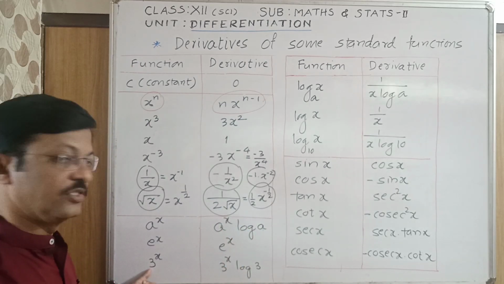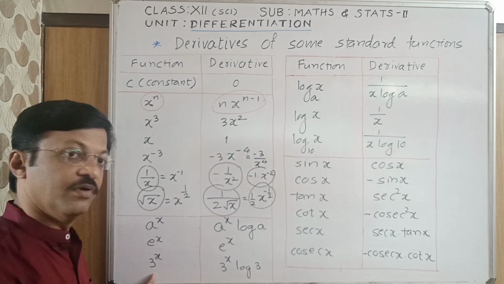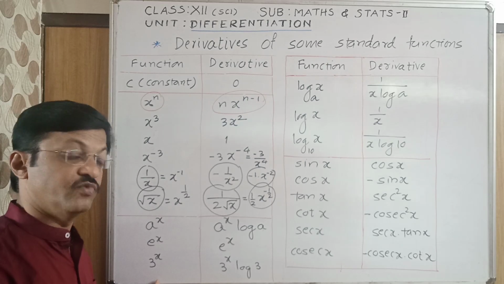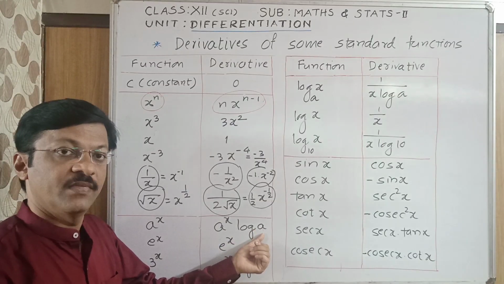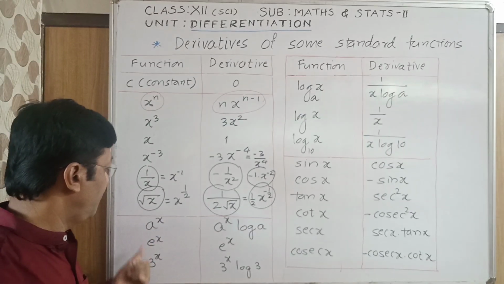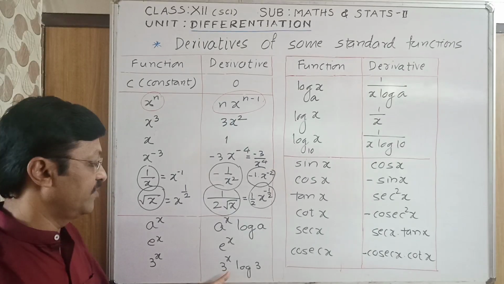So I have chosen 3 raised to x. Its derivative as per this formula is 3 raised to x log 3. Even you can have 2 raised to x, 0.5 raised to x. 0.5 raised to x will be 0.5 raised to x into log 0.5. Or you can have 5 raised to x, derivative will be 5 raised to x log 5. So that way we can write the derivative.